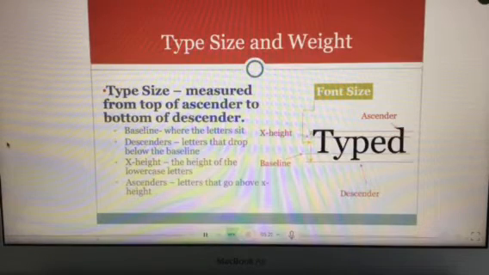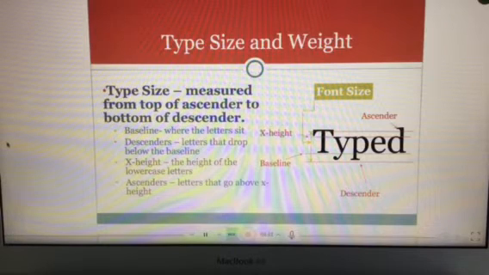Type size and weight. Type size is measured from top of ascender to bottom of descender. The baseline is where the letters sit. Descenders, letters that drop below the baseline. X height, the height of the lowercase letters. Ascenders, letters that go above X height.